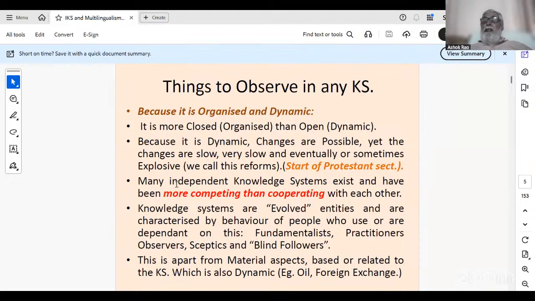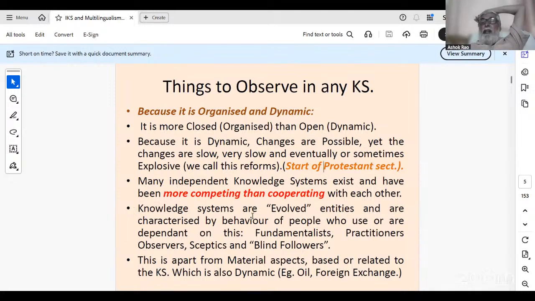Many independent knowledge systems exist and have been more competing than cooperating. This is one serious tragedy of humanity. There are many knowledge systems. Some are lost, some are developing, some have developed and established. Yet in spite of all this, each knowledge system, instead of synthesizing the best in others, has built itself a very strange approach to dominating or suppressing the other, and each knowledge system is trying to be one up on the other. So there is much less cooperation, but more competition of not necessarily the healthy kind. Okay.